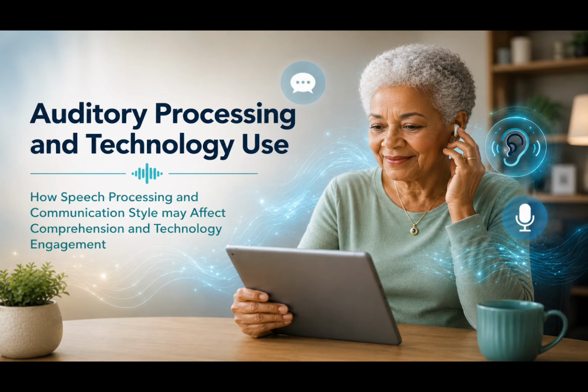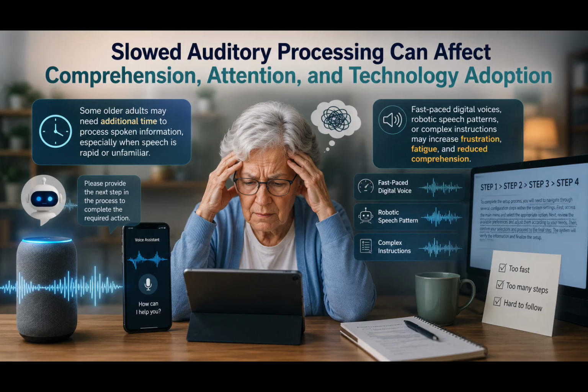Auditory processing. Auditory processing refers to how the brain interprets and understands spoken information. Changes in auditory processing may influence communication, comprehension, and engagement with digital technology. Some older adults, some not all, may need additional time to process spoken information, especially speech when it's rapid or unfamiliar or overly complex.